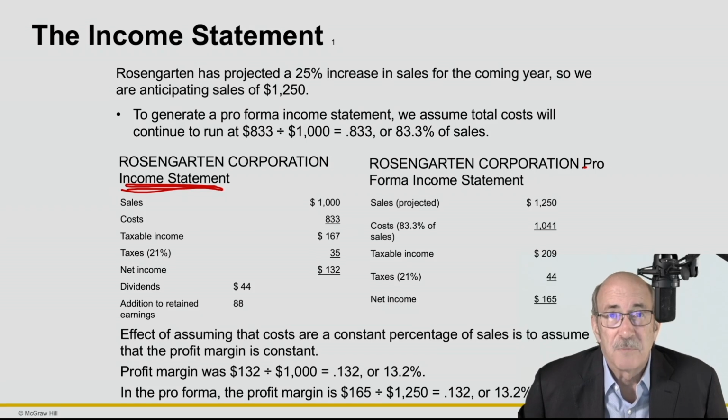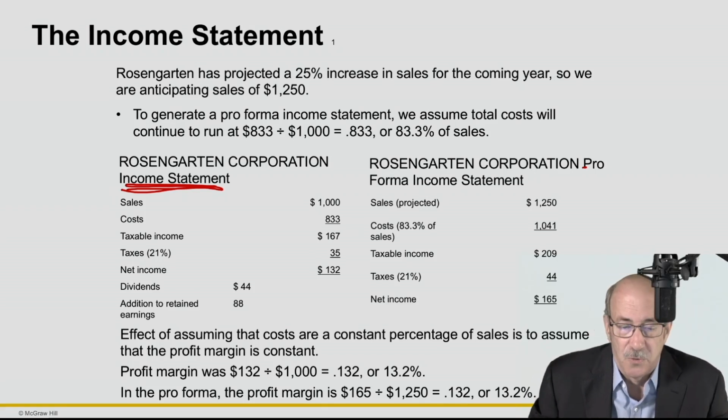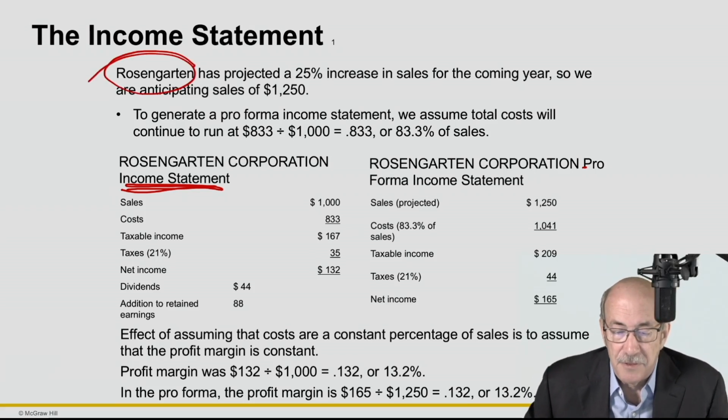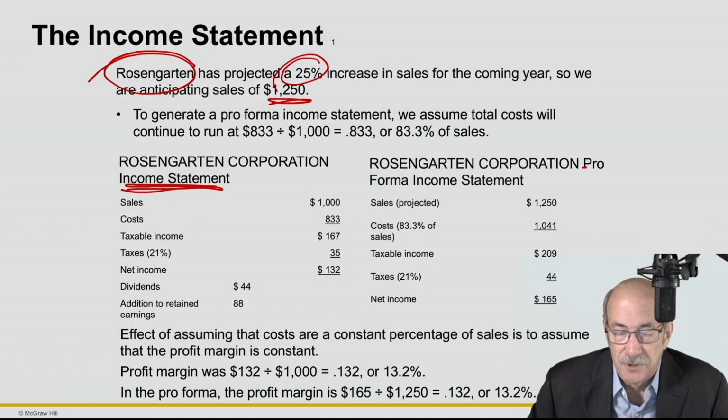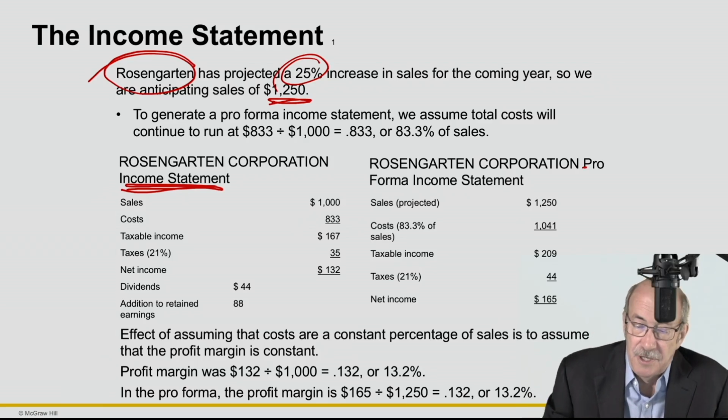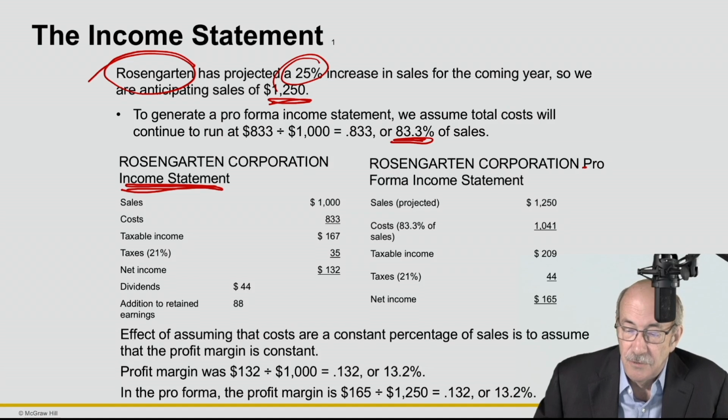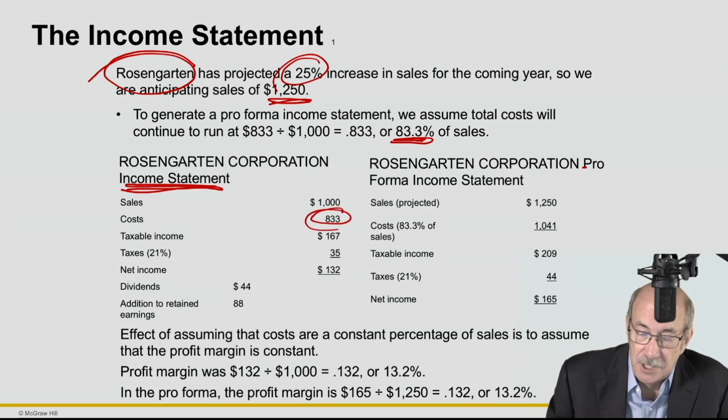Okay, here we have an income statement for another example, and this particular one is Rosengarten Corporation, and they projected a 25% increase in sales in the upcoming year, and that means that sales are going to go from, let's call it 1,000 to 1,250. And so the question then becomes, what happens to the rest of the financial statements? We're also assuming that they're going to maintain the same cost of goods sold. So right now, 83.3% of the revenue is eaten up by cost of goods sold. So that's reflected right down here on the income statement.